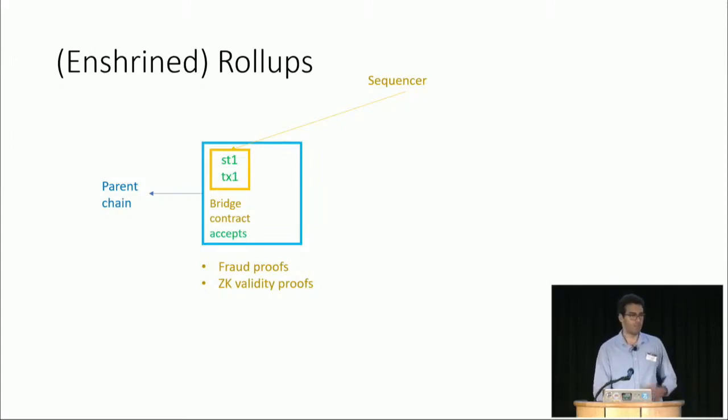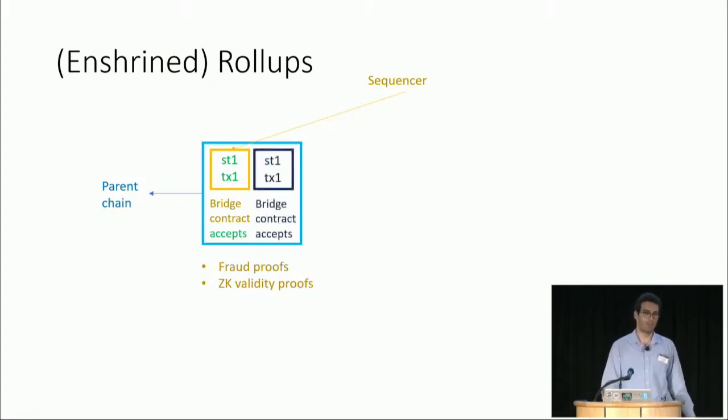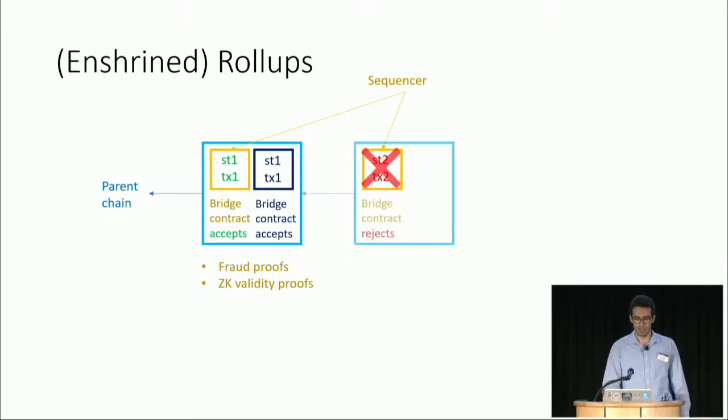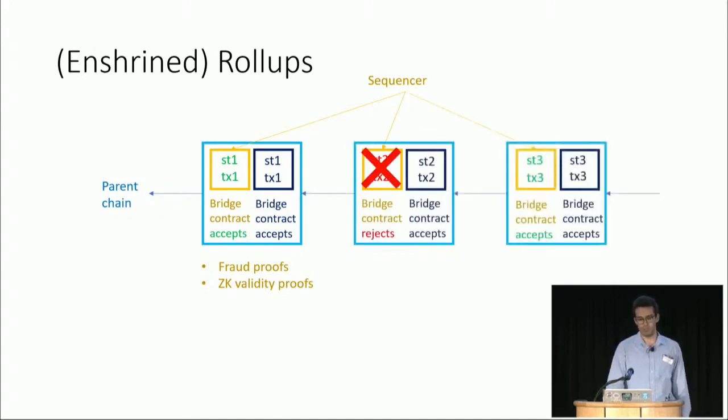Now, the parent chain is much more than the rollup block. It might have its own transactions that are separate from the rollup transactions. It might have other rollup blocks as well, and other bridge contracts for other rollups. Now, occasionally, this sequencer can be malicious, and it can produce invalid rollup blocks where either the transaction is invalid or the state is invalid. In this case, the bridge contract will reject the block, and this block will not be included as part of the parent chain. And this process continues.